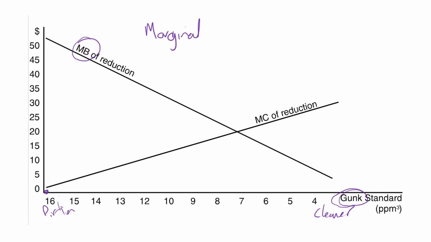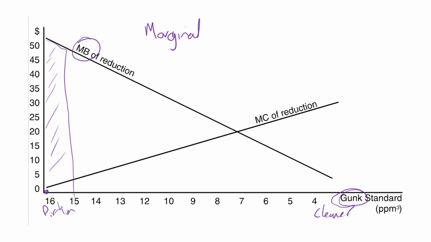Meaning that when we're looking at 16 to 15, this whole area here represents my marginal benefits of reducing this pollutant from 16 to 15, or in this case, if we're only reducing it from 16 to 15, that is also my total benefits.